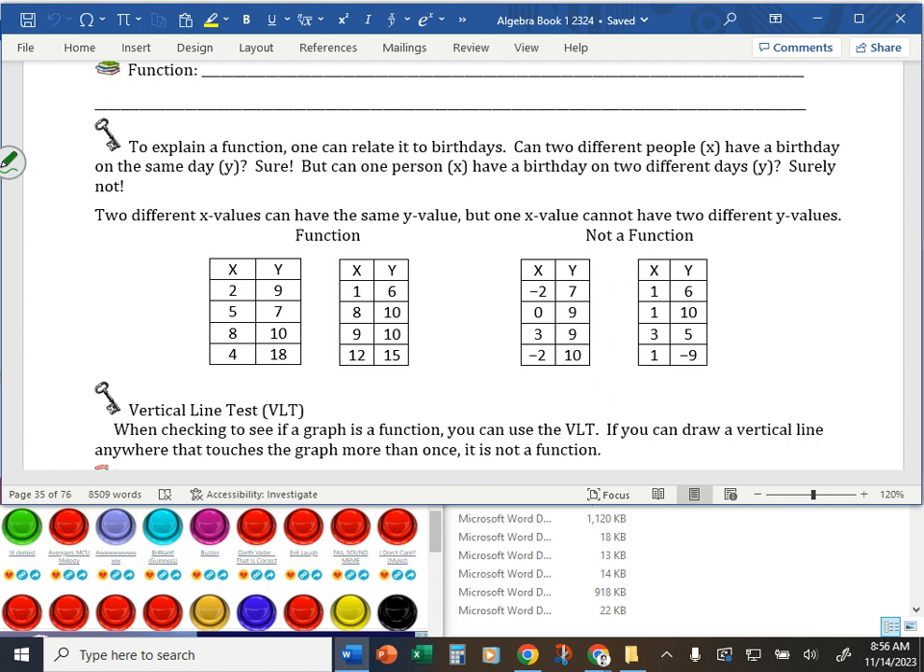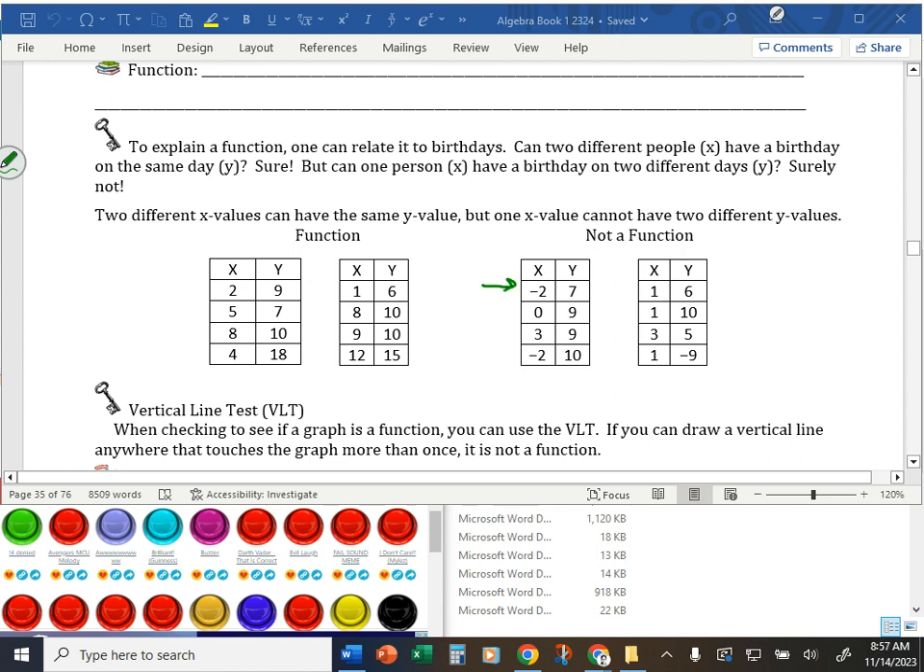As opposed to these tables that are not functions, notice how when x is negative 2, y is two different things. When x is negative 2, y is both 7 and 10. That's the problem. That's what makes it not a function. Relating it to the birthday example that Tatum brought up, it's like saying that every one of you has exactly one birthday. There's one day that you truly celebrate as your birthday because that's the day you were born. That's what a function is. Every person has exactly one birthday.